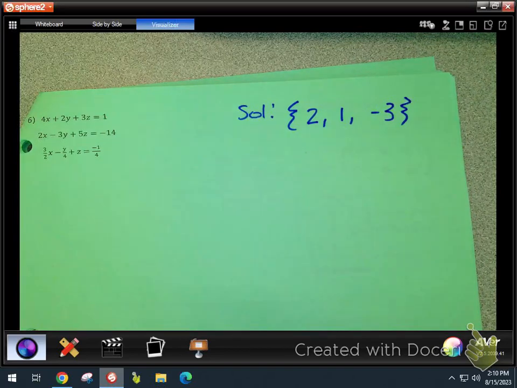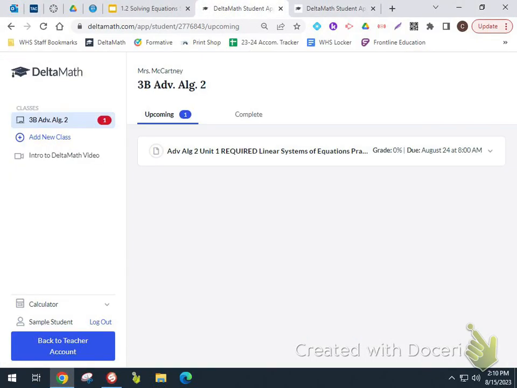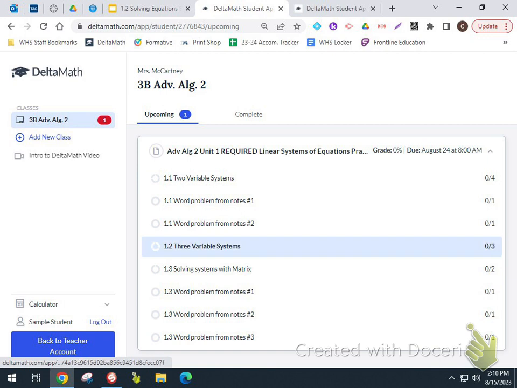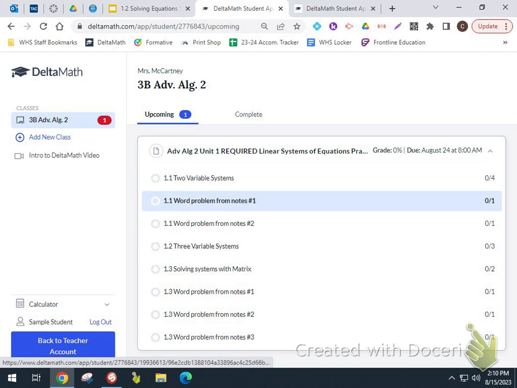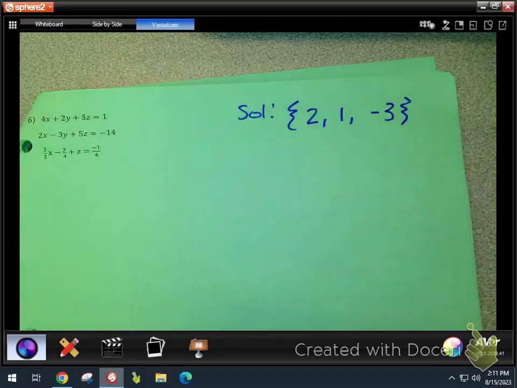Thank you. And then you have 3 problems in Delta Math. Remember, Delta Math is up for the whole unit. So, you should be through 1.1 and 1.2. No word problems today. You do have a word problem or 2, probably just 1, but I can't remember off the top of my head. You do have a word problem, but it is a 2-variable word problem. So if you want more practice on those, there was a couple in the notes. Yeah, and it's all non-calculator. All right, ready, set, work.